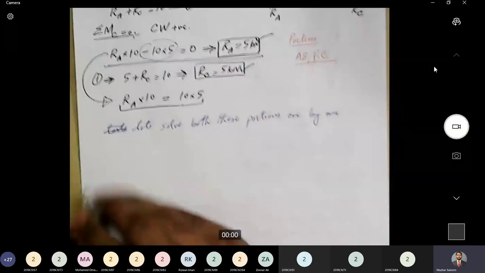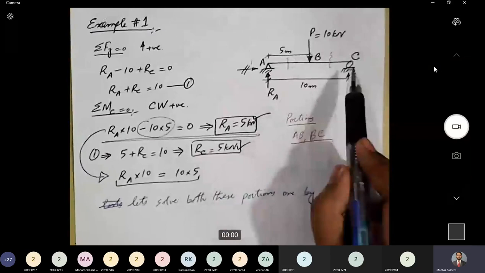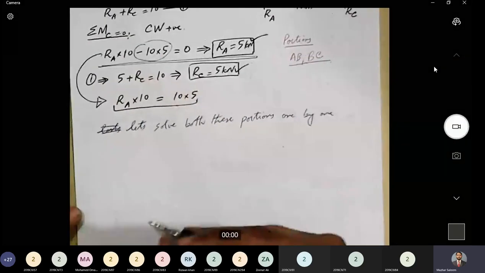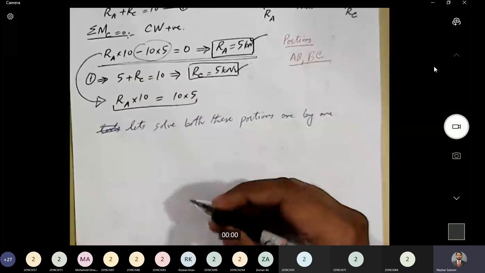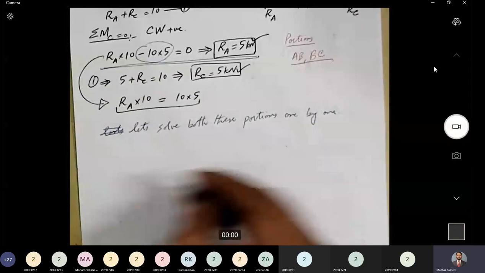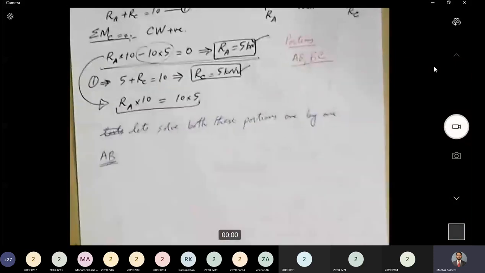Okay, so we have identified that this beam has two portions, AB and BC, and now we will consider both these portions one by one, and we will write down equations of shear force and bending moment. Okay, portion AB. First one is portion AB.